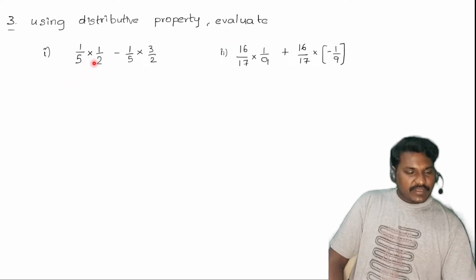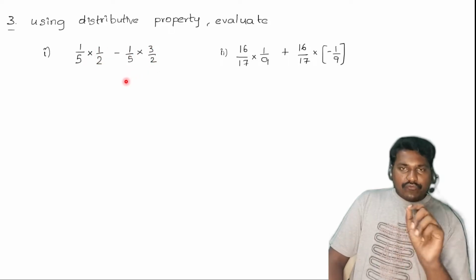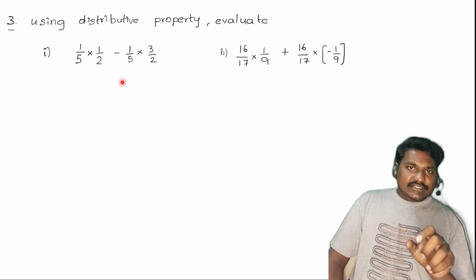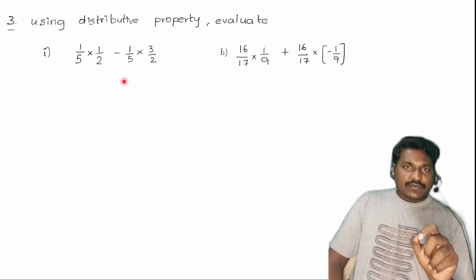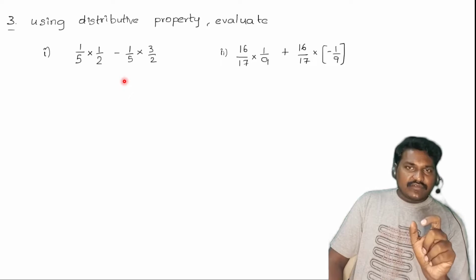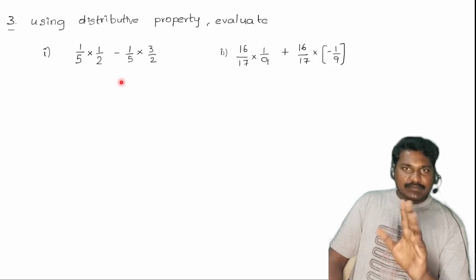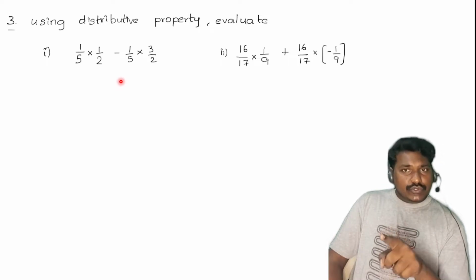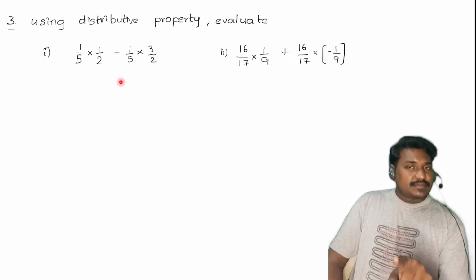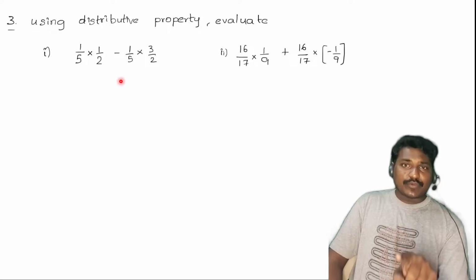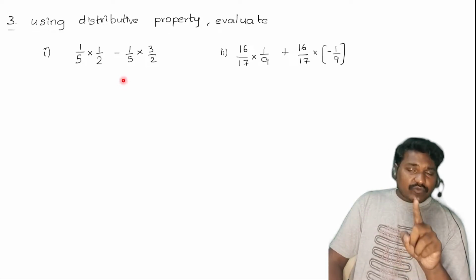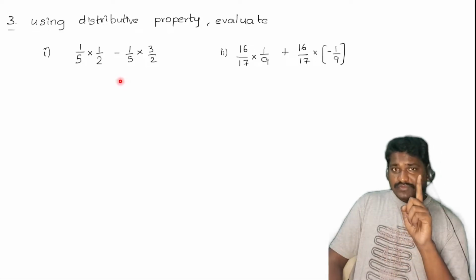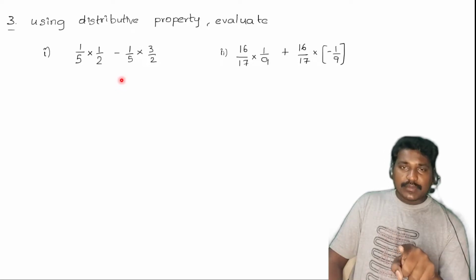So 1 by 5 into 1 by 2 minus 1 by 5 into 3 by 2. We know that whenever two fractions are under multiplication, we just have to multiply the numerators and multiply the denominators. It is as simple as that. But here we are not supposed to do the fractions multiplication because we have to use a distributive property, and whenever we have to use a distributive property, we have to observe the question carefully because we can find a common number in both terms.